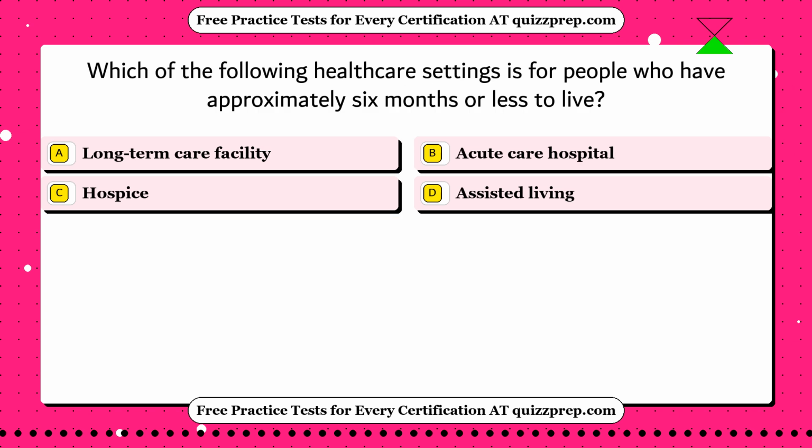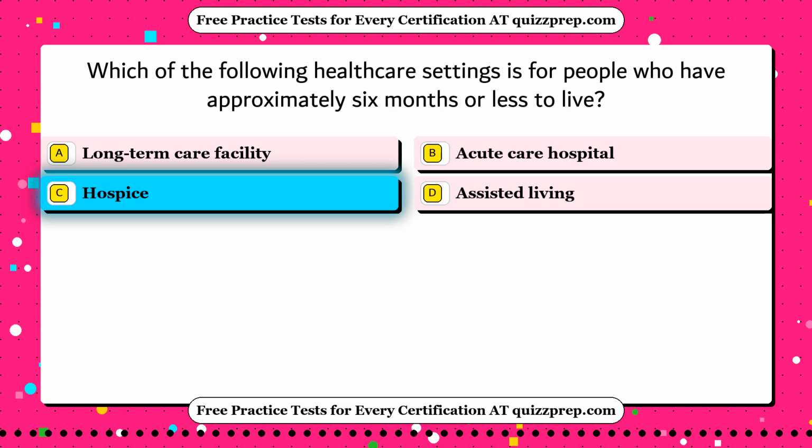Question 86. Which of the following healthcare settings is for people who have approximately 6 months or less to live? Option A, long-term care facility. Option B, acute care hospital. Option C, hospice. Option D, assisted living.